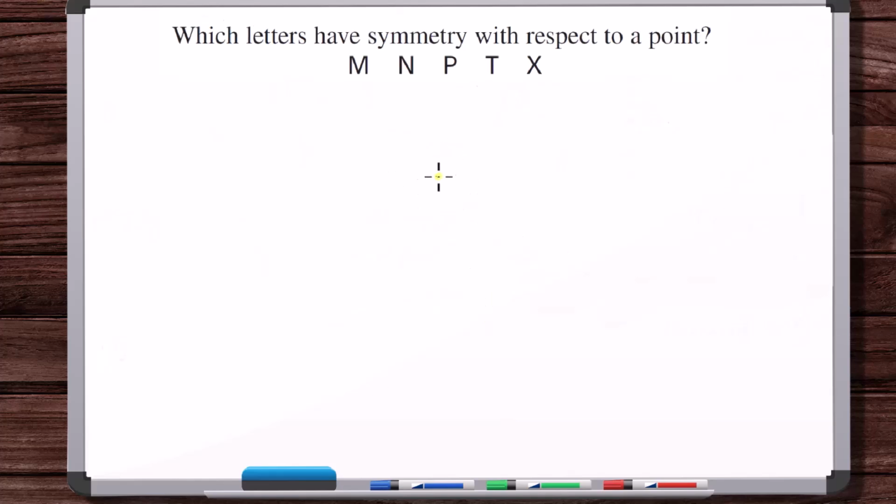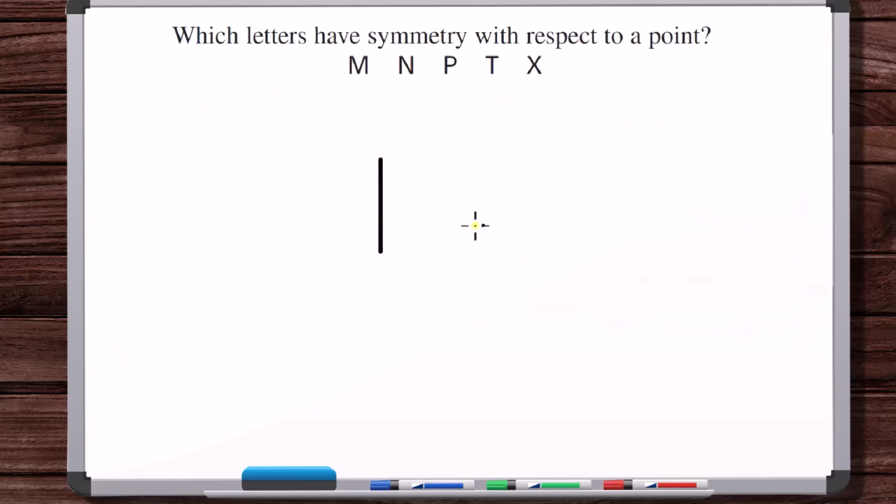Okay, now same question, but we want to see if the letters have symmetry with respect to a point. Now, note that as we talked about in going through the textbook, X has two lines of symmetry. So a figure can have more than one line of symmetry, but it can only have one point of symmetry. A figure can have no points of symmetry or one point of symmetry, or it could have no lines of symmetry or multiple lines of symmetry.